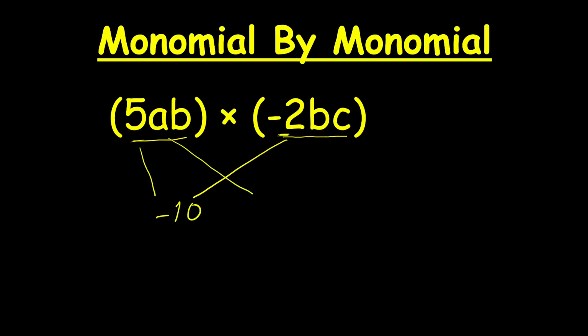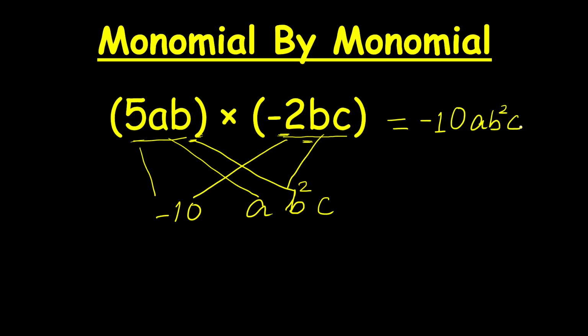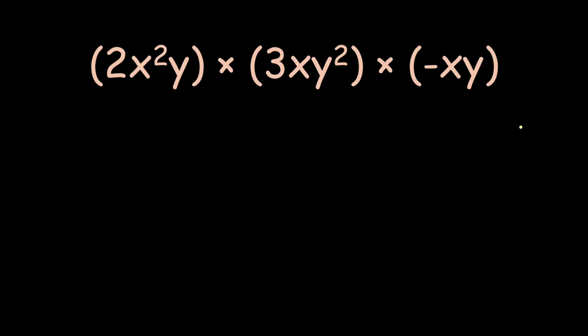Now a: here there is no a factor in the second term, so a will be single. Now b: here b and here another b, when we are multiplying, we follow the laws of exponents, b to the power 1 and b to the power 1, that means b square. Here there is no factor c, so just c. That means the product is negative 10 a b square c.